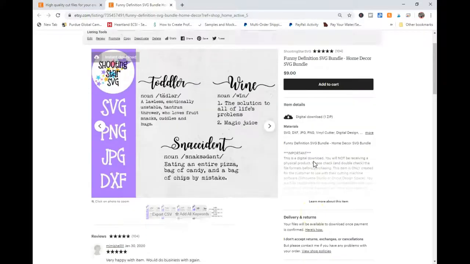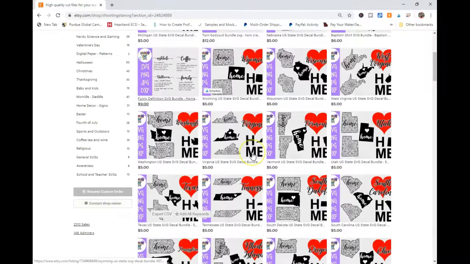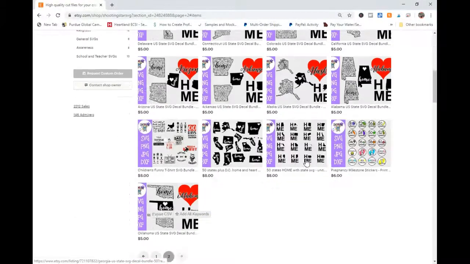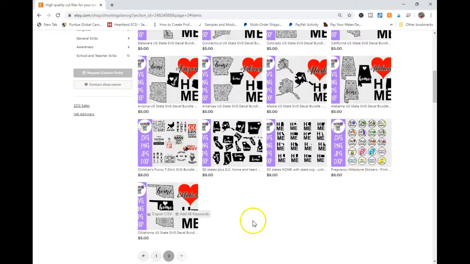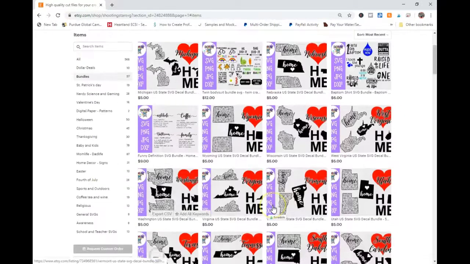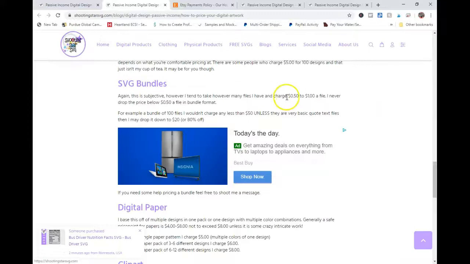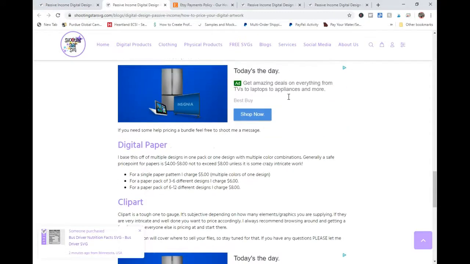But again, I'm not going below that 50-cent base limit. And I actually don't have a ton of bundles up in my shop right now, but I'm working on adding more as time permits, okay? And it just depends, again, on who your customer is and what you're trying to provide for them.